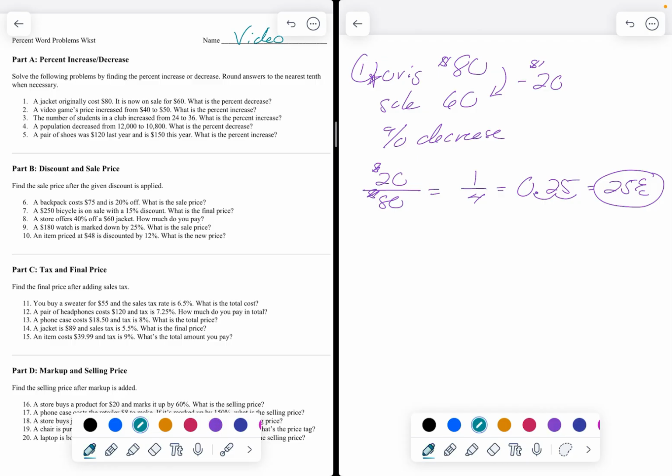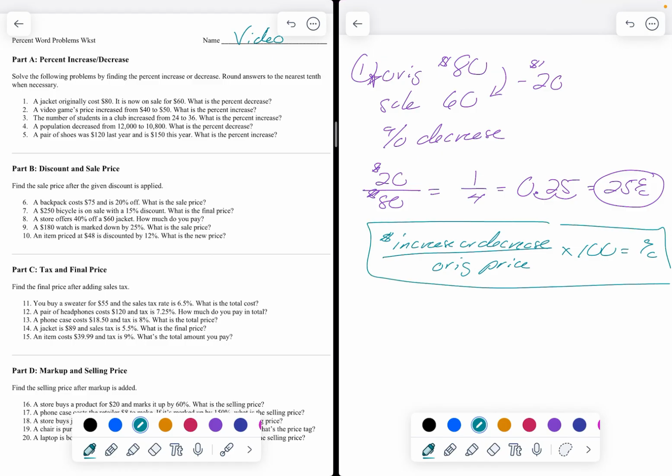And so in general, the formula is the increase or decrease, whatever that is. In this case, it was a decrease of 20. And then divided by the original price. If you want to think of it times 100 to get the percent, you could, because that's what we had to do to convert our 0.25 to 25%. But this is on an equation sheet for you as well.